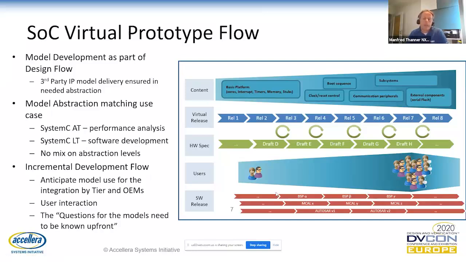The incremental flow is also something which, as we talk here pre-silicon and try to gain a maximum in terms of shift left, means the release process is closely aligned in content and abstraction with the subsequent recipients, whether it's a software company, a tier one, or an OEM. There needs to be a good common understanding of what's in the model, what's not in the model, what abstraction has been chosen, and the next question is how it interacts with the environment.